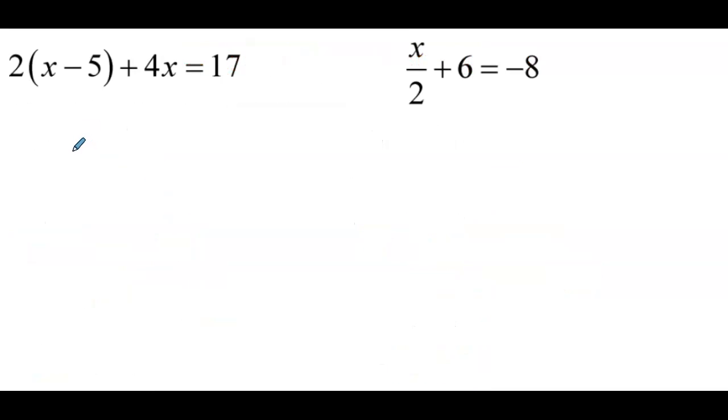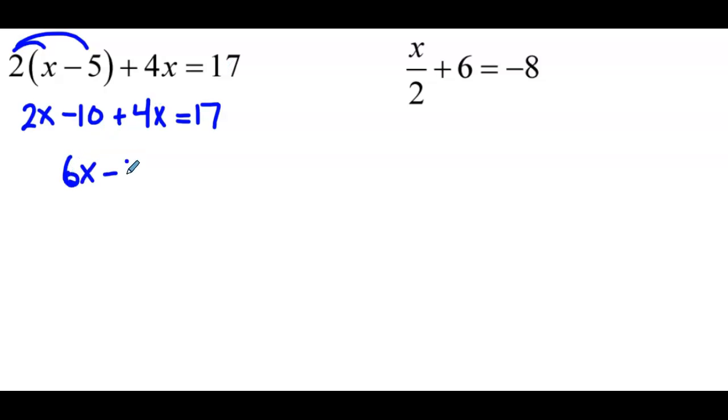Our next example, 2 times the quantity x minus 5 plus 4x equals 17. So we're going to start by distributing that: 2x minus 10 plus 4x equals 17. We can combine like terms on that left-hand side: 6x minus 10 equals 17. And we can add 10 on either side of the equation.